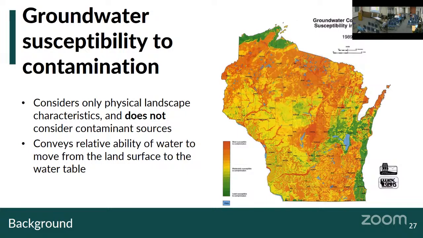So these maps aren't showing where groundwater will or won't be contaminated, but it does give us an idea of, you know, where the landscape is more vulnerable if land use were to change, for example. So what it's really conveying is how easily can water flow from the land surface to our water table in these areas.